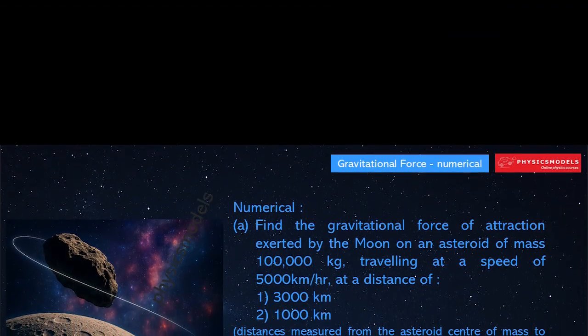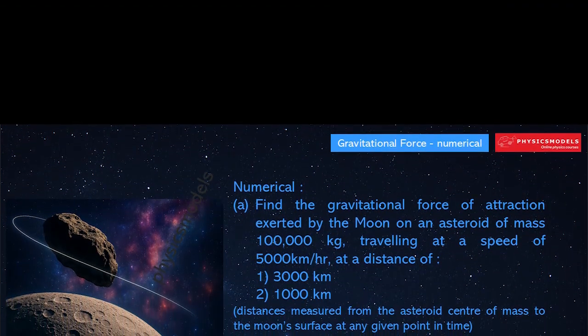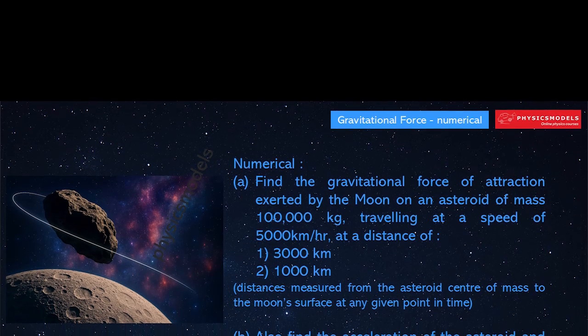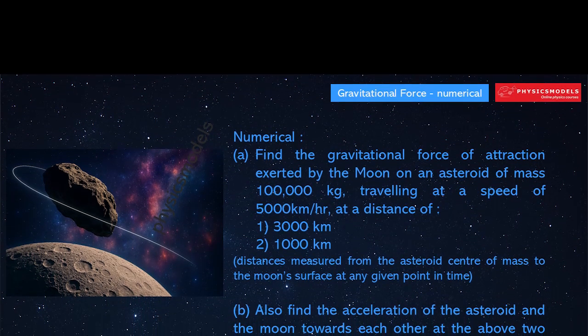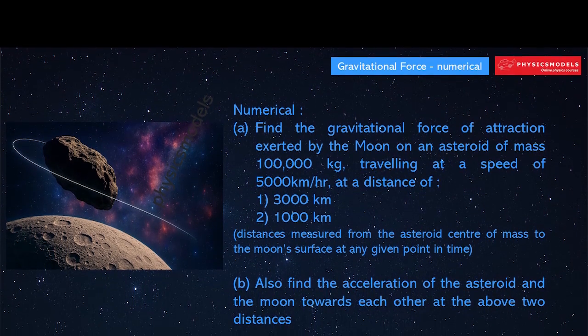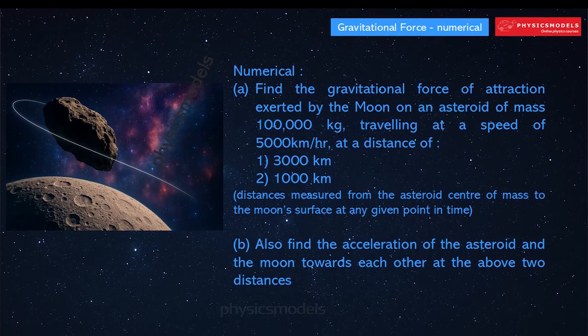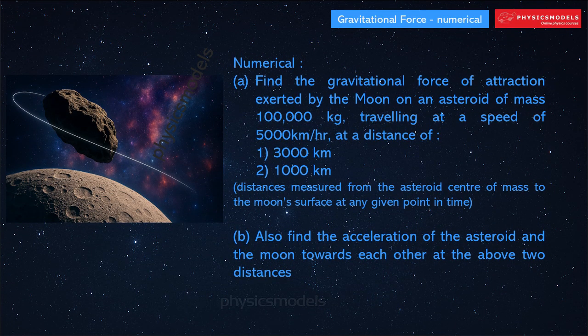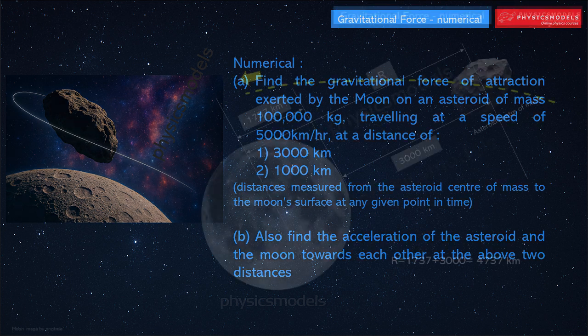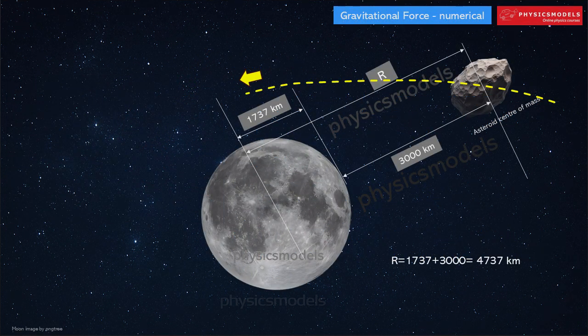Let's now get into the numerical itself. As we can see, we have to find gravitational force at two distinct distances, and we also have to find the acceleration of the masses towards each other. Imagine this sketch where we have the asteroid's trajectory shown along the yellow dotted line.